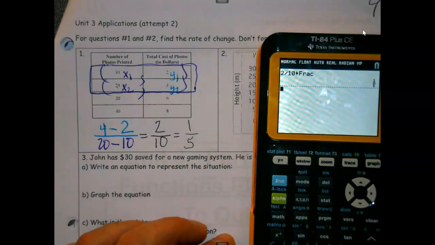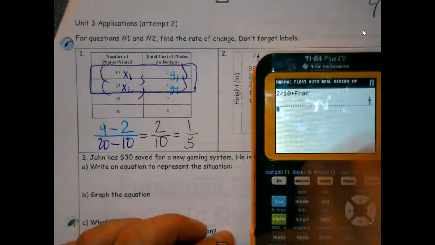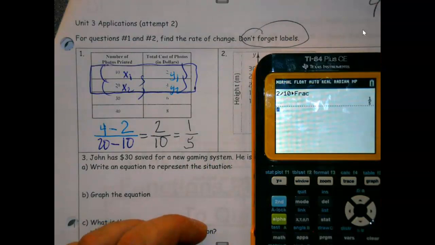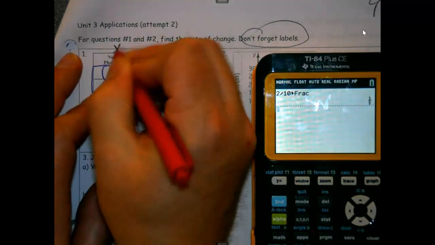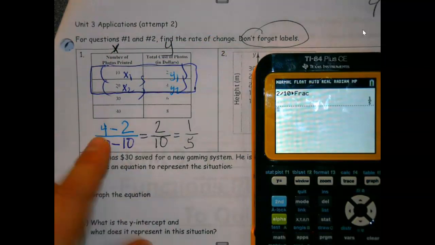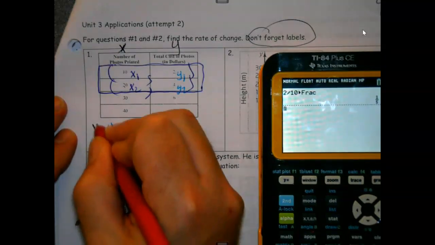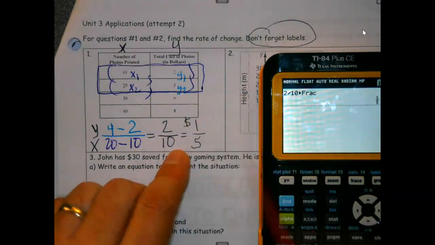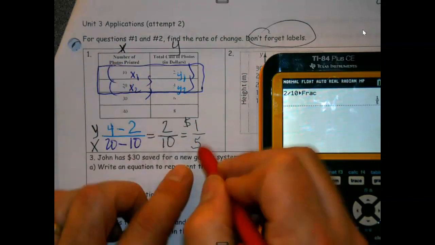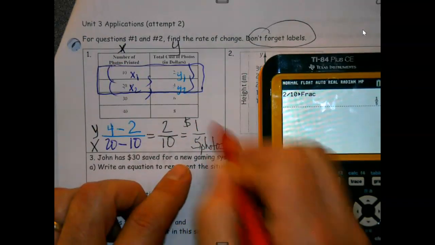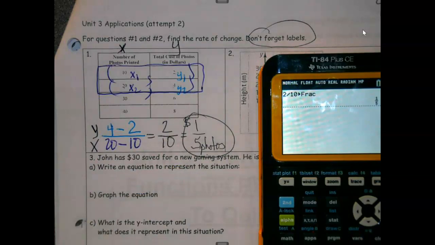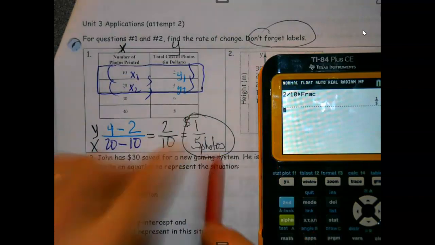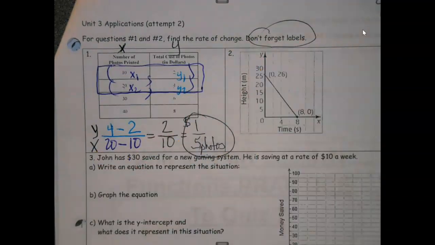So you're like, okay, so if I get my fraction reduced, it says don't forget labels. This is x, this is y. When I'm doing this, this is y, this is x. So I go, okay, so it's $1 for 5 photos. Okay, so when I'm labeling x's and y's, just make sure that you're putting those labels on there. That's going to be the biggest thing that we're doing.